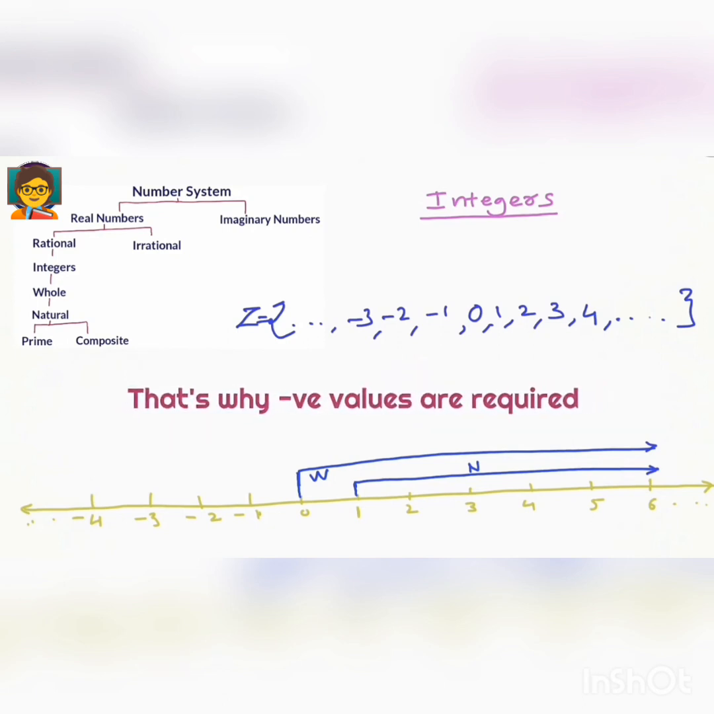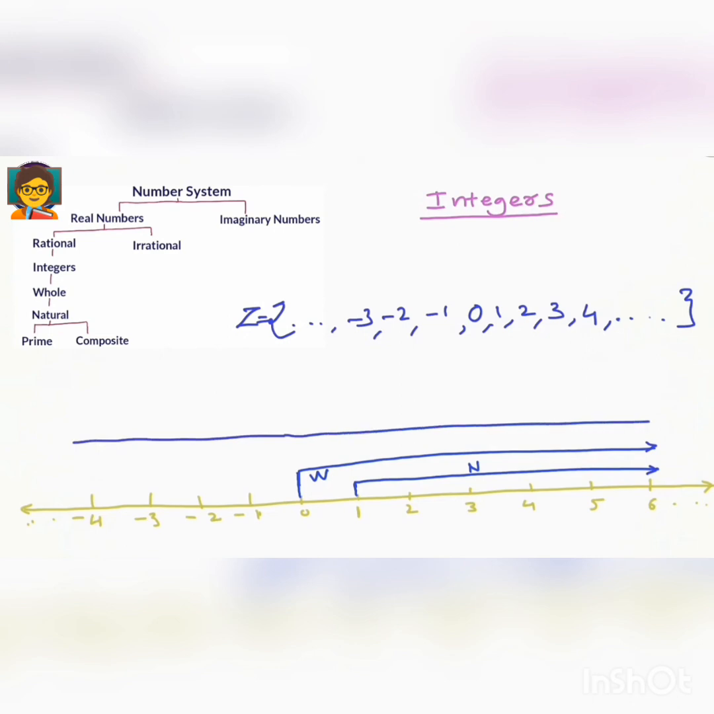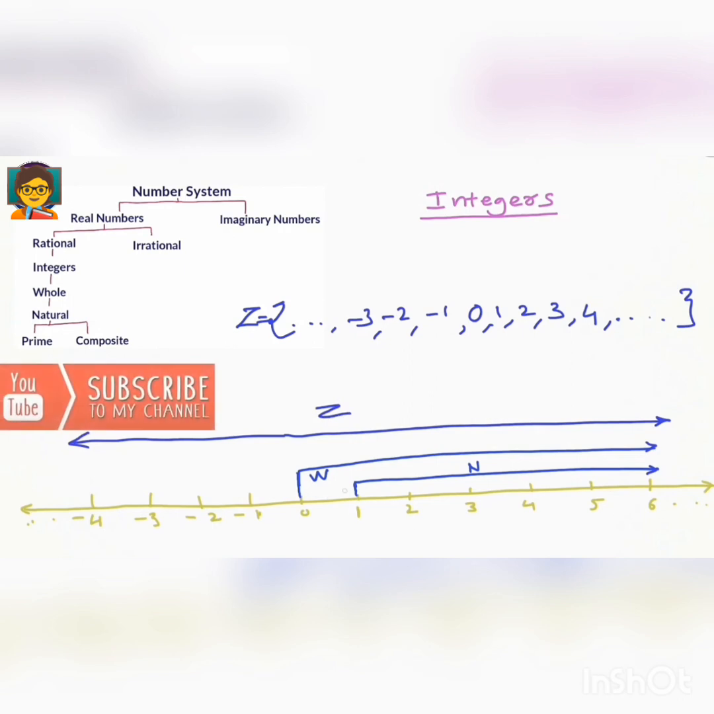Now all natural numbers and whole numbers are basically integers. So on the number scale, we can represent the integers like this: all negative natural numbers, positive natural numbers and 0. And we can see that W and N, that is whole numbers and natural numbers, are basically subsets of integers.